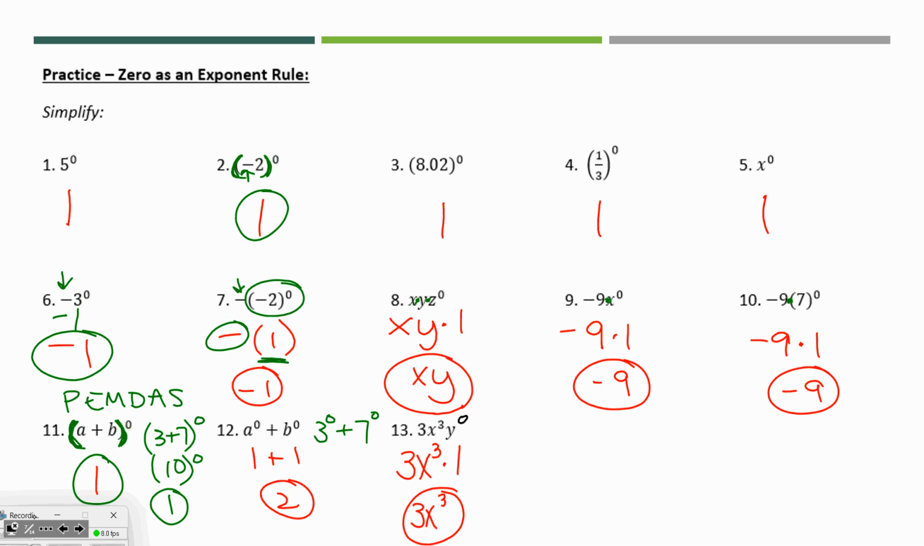But over here, if A is 3 and B is 7, PEMDAS, there's no parentheses. I have to do exponents first. 3 to the 0 is 1. 7 to the 0 is 1. Then I would add these together and get 2, right? So A to the 0 is 1, B to the 0 is 1, and I add them together.